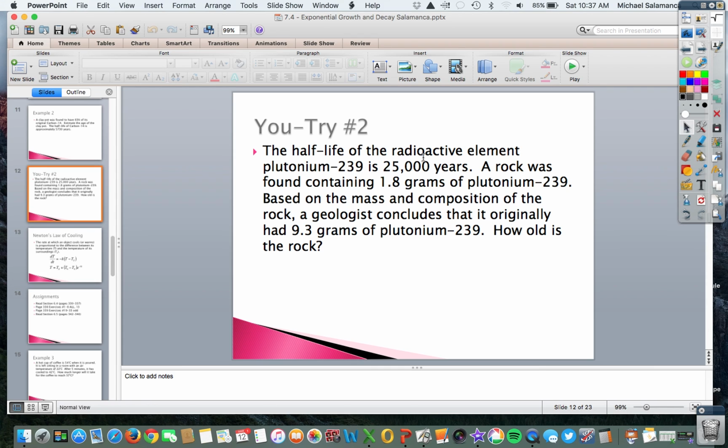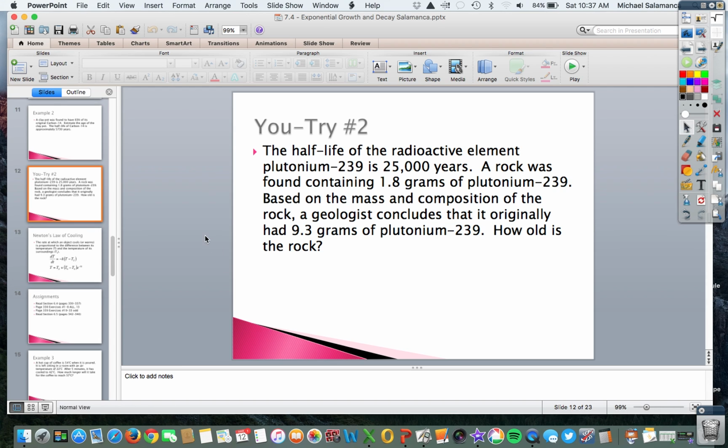So the half-life of the radioactive element plutonium-239 is 25,000 years. A rock was found containing 1.8 grams of plutonium-239. Based on the mass and composition of the rock, a geologist concluded that it originally had 9.3 grams of plutonium-239. How old is the rock?